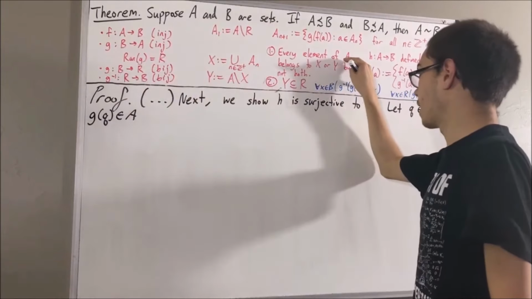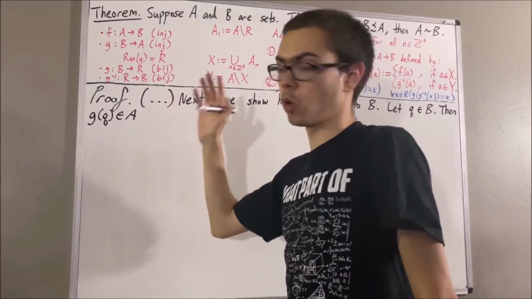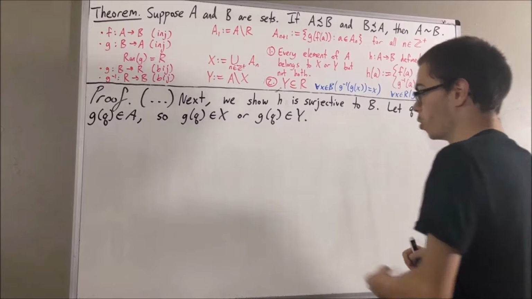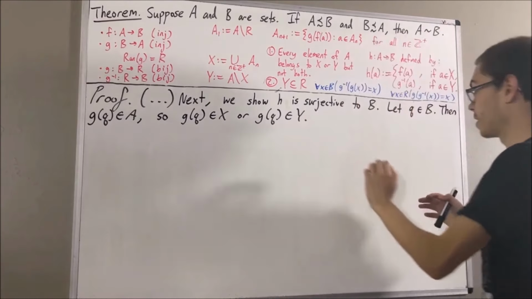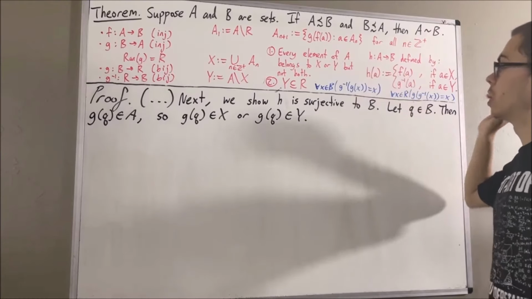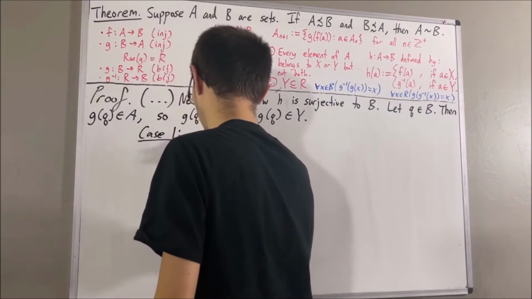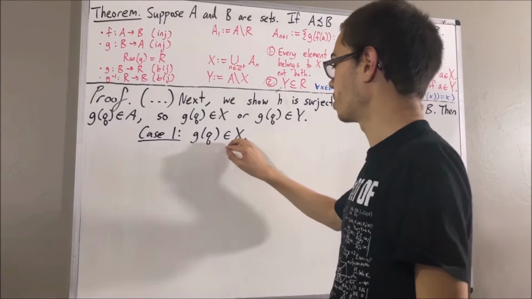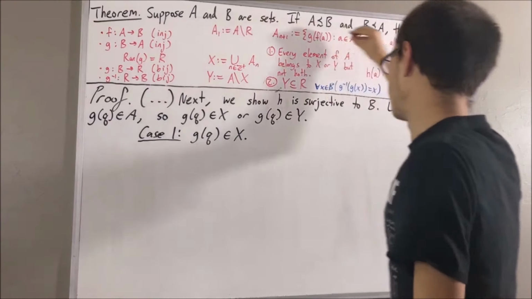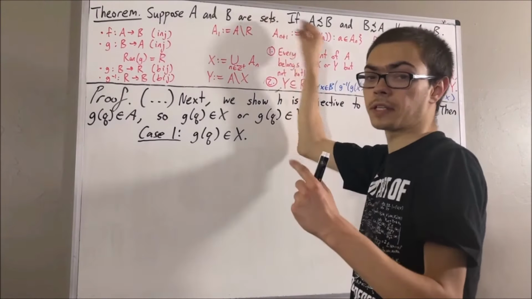And since every element of A belongs to x or y, it follows that g of q is an element of x or y. And from here, we're going to show, in either case, there exists an element p in A such that h of p is equal to q. Let's start with case one, where g of q is an element of x. Well, since g of q is an element of x, this means that g of q is an element of the union of all sets in our sequence. So, g of q must be an element of at least one set in our sequence.